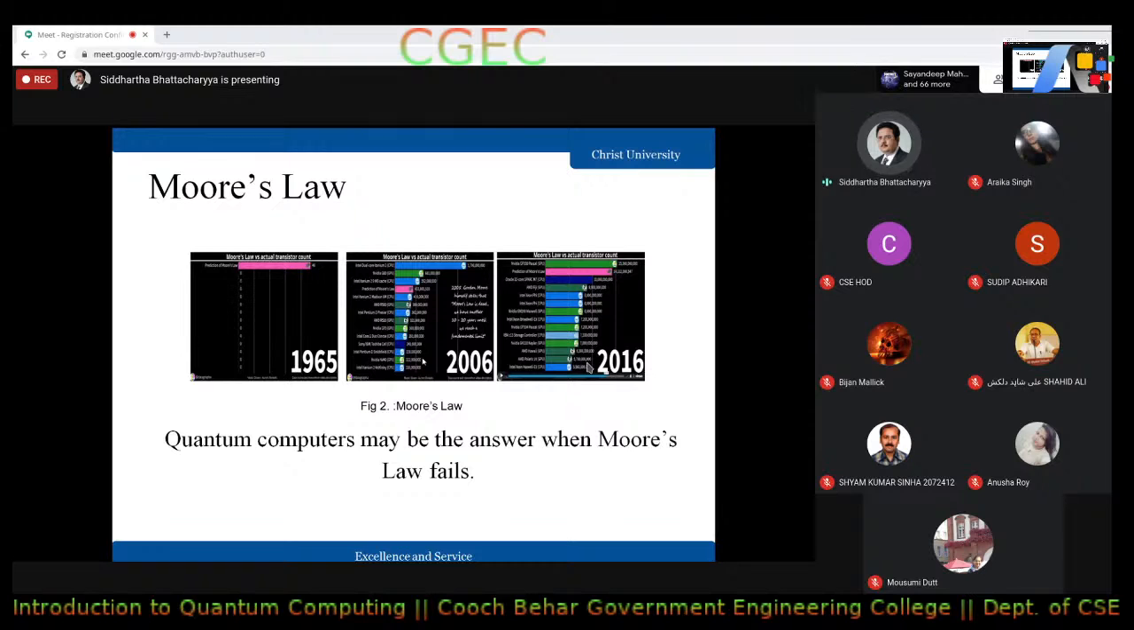Quantum computers may be one of the possible solutions. But that is a generalized fact, because quantum computers are not meant to surpass the classical computer. You should not think that about 10 years from now, desktop quantum computers will come, and all these computers will be thrown in the dustbin. No, that is not possible.